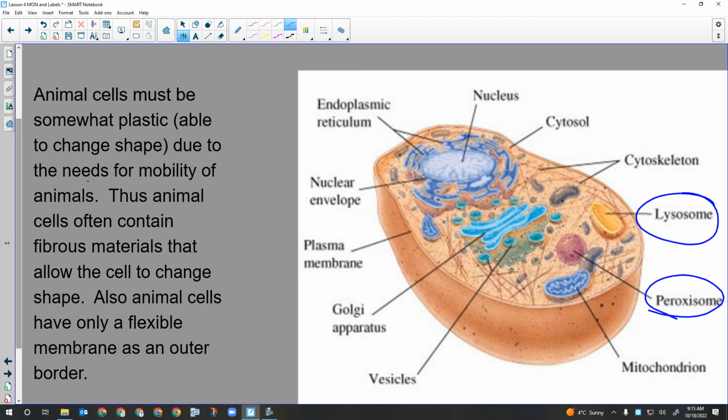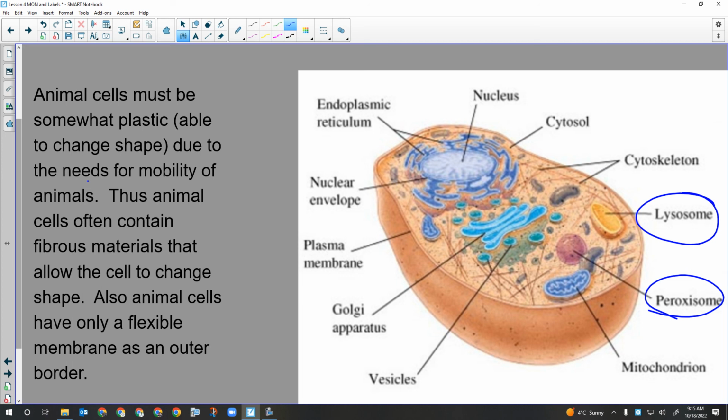Cytoskeleton is kind of a bad name because when we hear skeleton, we think bone, and that's hard. But it's really not. It's just an internal support structure, and that's the true meaning of skeleton. Cyto means cell, so it's a cell's supporting structure.